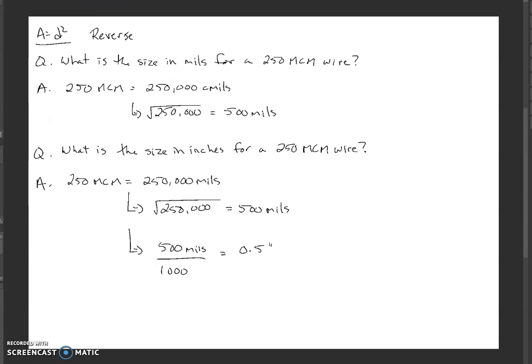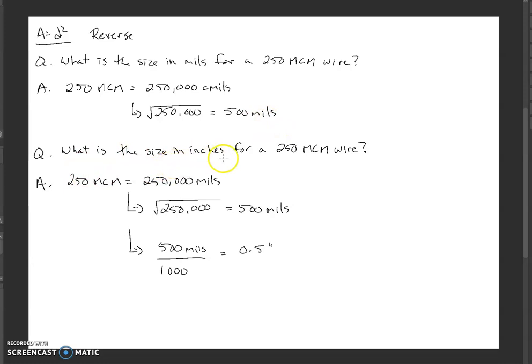So if we do this in reverse, the question: what is the size in mils for a 250 MCM wire? Well, to undo a square, we require a square root. But with 250 MCM, you've got to watch here because this is an abbreviation. I get little hiccups here sometimes, where students take 250 square rooted. You have to make sure that you convert your MCM into the actual C mils. So 250,000 C mils, that's what we square root, and we get down to 500 mils.